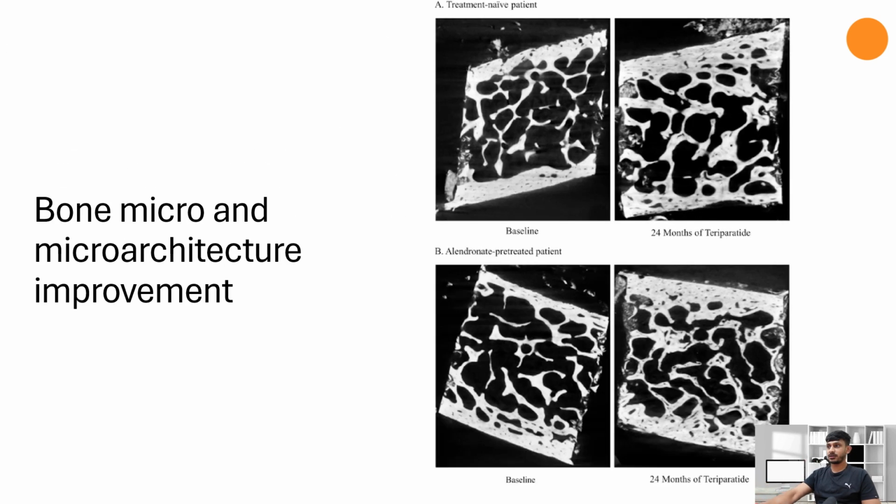And I'll show you a diagram. You can see this is a naive patient who has not received any osteoporosis drugs, and after 24 months of teriparatide you can see improvement in the bone microarchitecture. And even in a patient who has received alendronate, after 24 months of teriparatide you can see vast improvements in the bone architecture.